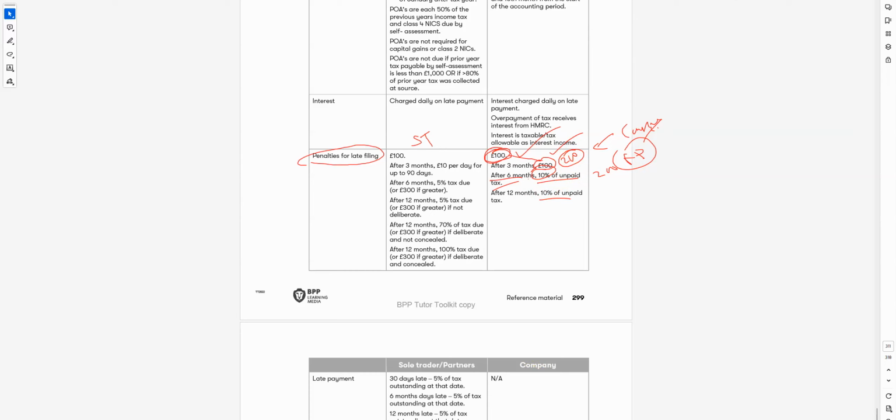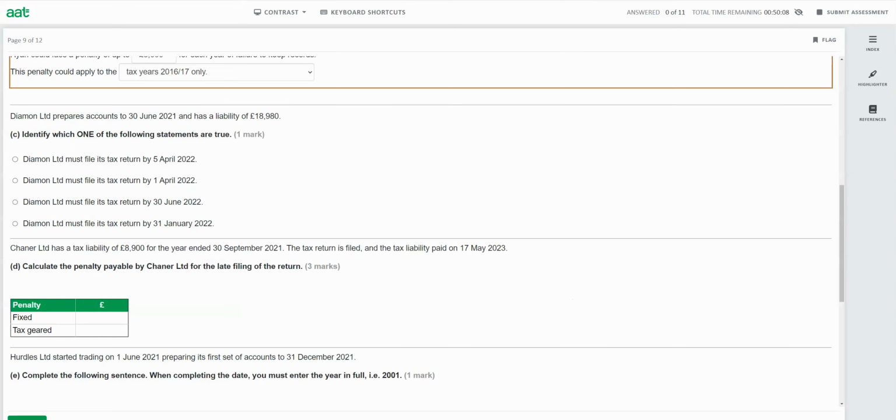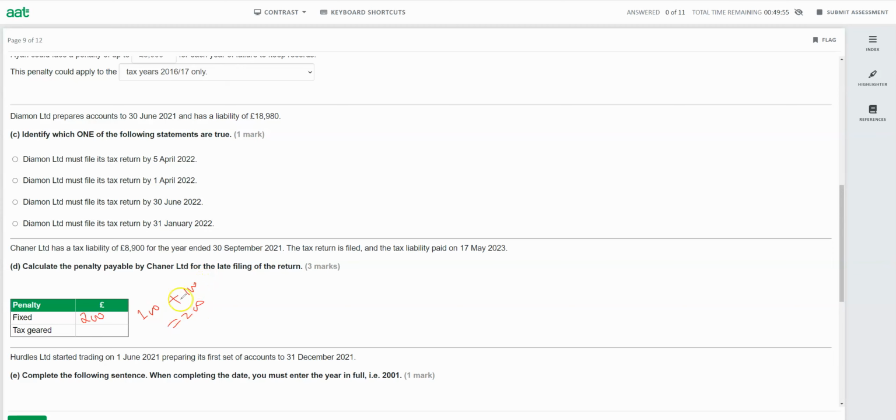and look at the question. So we are saying here you need to pay £200, 100 for 1 day late, even less than 3 months is another 100. So fixed penalty is 200 and 10% because of more than 6 months. So 8,900 multiply 10% because I'm late more than 6 months, that's 890. That will be the tax penalty on tax, 890. I think that's it.